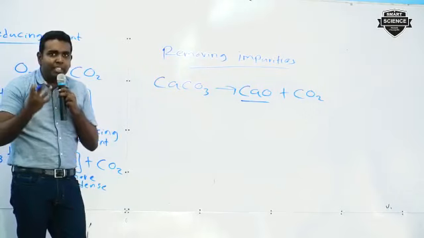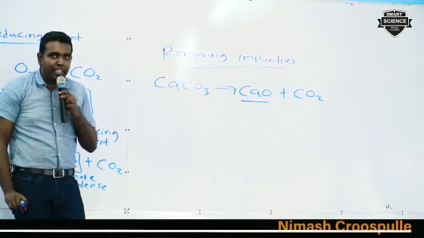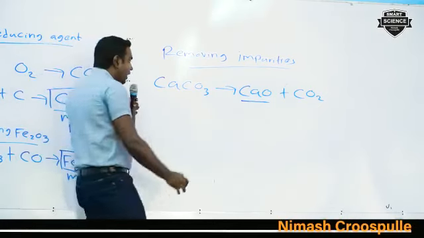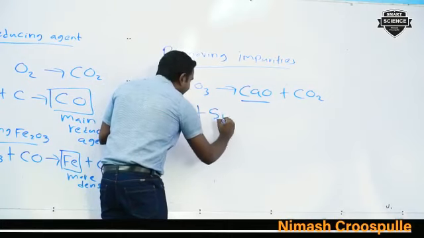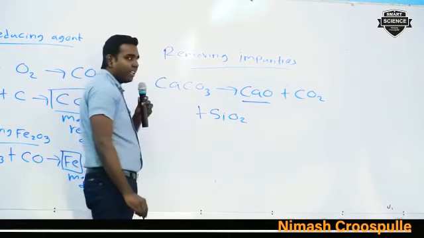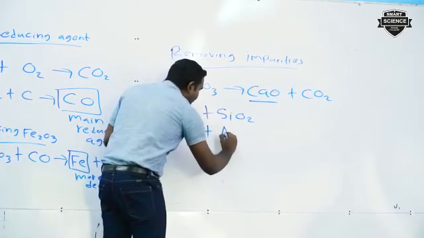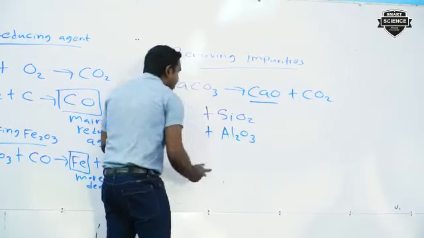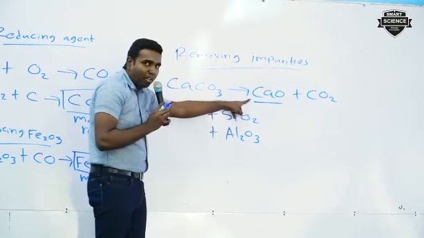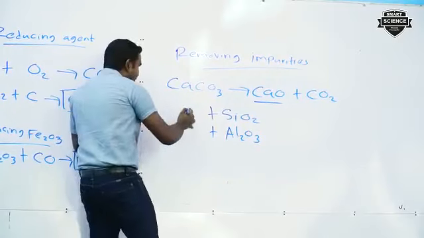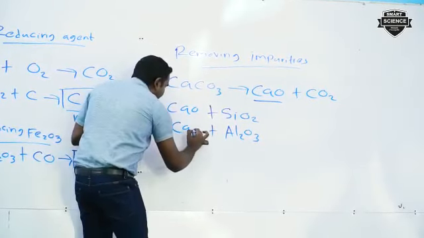What are the impurities in the iron ore? Mainly there are two types of impurities in the iron ore. One is silica or sand, which is silicon dioxide. And the other one is alumina, or aluminium oxide. These two impurities react with calcium oxide produced here.